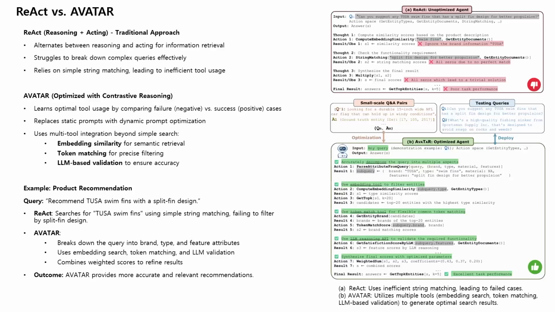AVATAR, on the other hand, takes a structured approach. It first breaks down the query into brand type and feature attributes. It then applies embedding search to find relevant products, uses token matching to filter for Tusa brand items, and finally leverages an LLM validation step to check if the fins truly have a split fin design. By combining weighted scores from these steps, AVATAR ensures the recommendation is accurate and relevant.